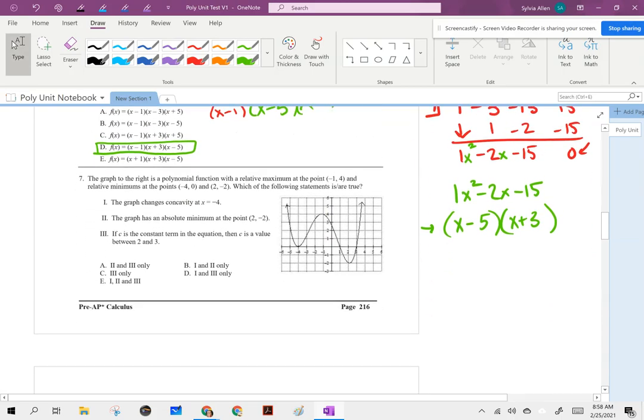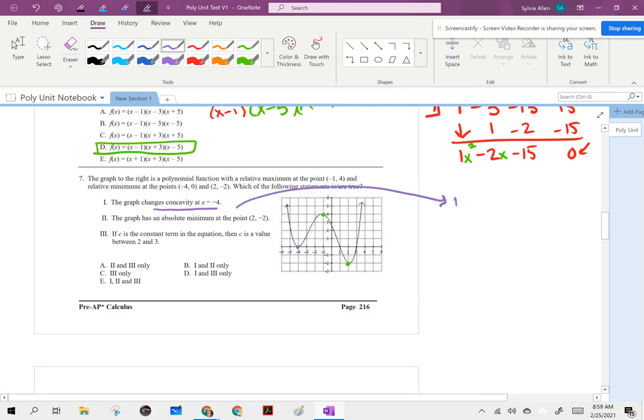Let's take a look at 7. The graph to the right is a polynomial function with a relative maximum at the point negative 1, 4, and relative minimums at the points negative 4, 0, and 2, negative 2. Which of the following statements is or are true? The graph changes concavity at x equals negative 4. That is not true, simply because a graph is going to change concavity if it's at the inflection point.